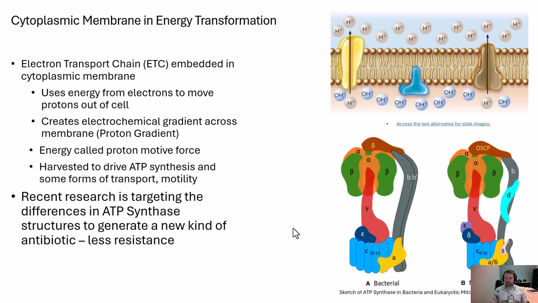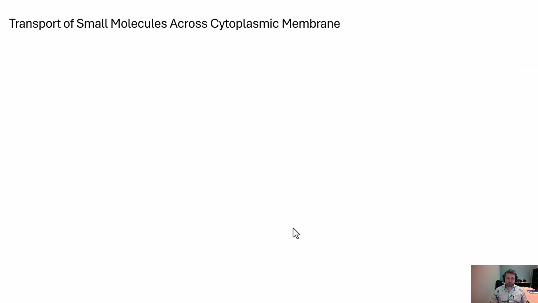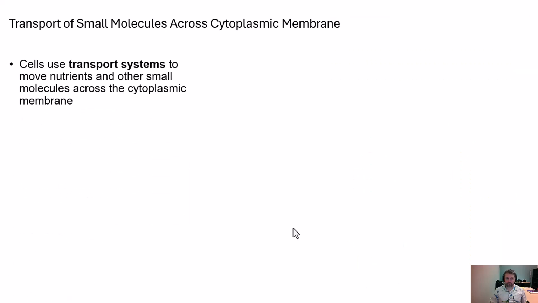These are just advancements, and we'll talk more about advancements in antibiotic medicine as we progress in the course. So, transport of small molecules across the cytoplasmic membrane.